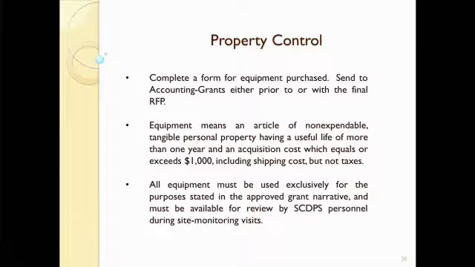Complete a form for equipment purchased. Send to accounting grants either prior to or with final RFP. Equipment means an article of non-expendable, tangible, personal property having a useful life of more than 1 year and an acquisition cost which equals or exceeds $1,000, including shipping cost, but not taxes. All equipment must be used exclusively for the purposes stated in the approved grant narrative and must be available for review by SCDPS personnel during site monitoring visits.